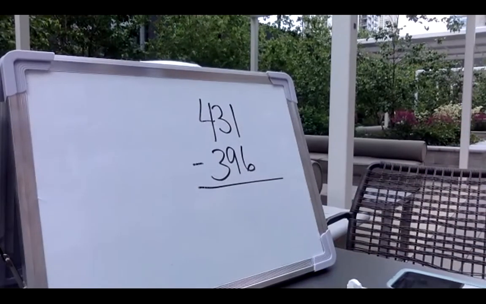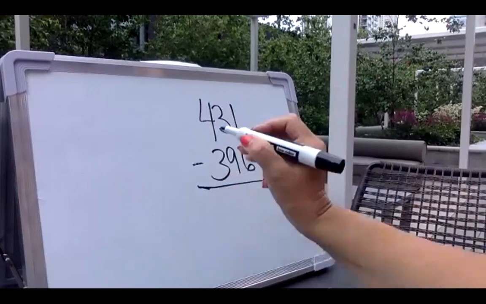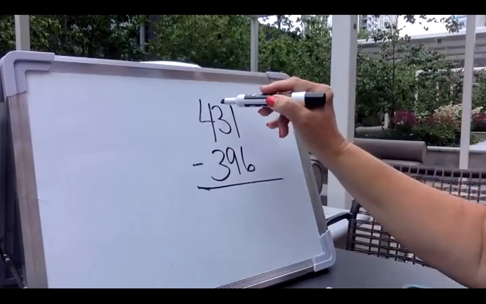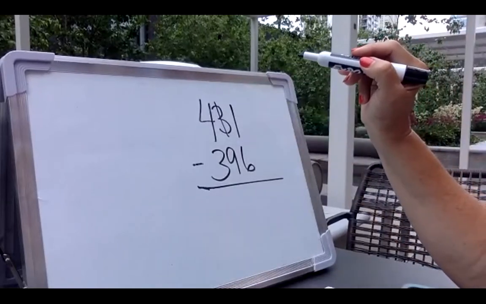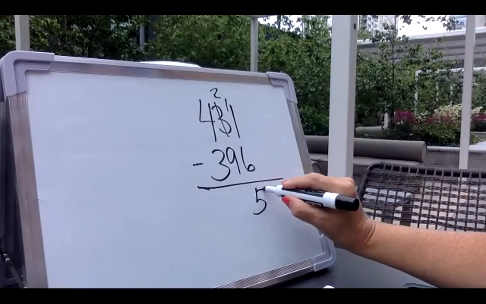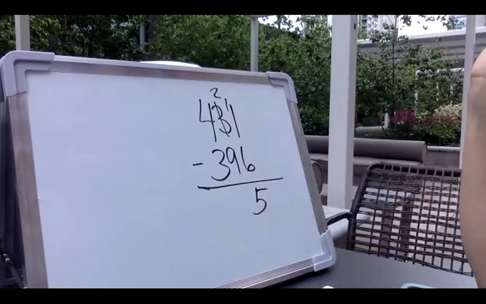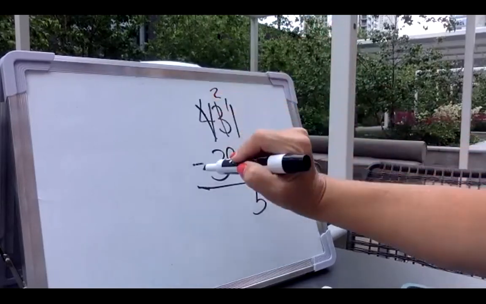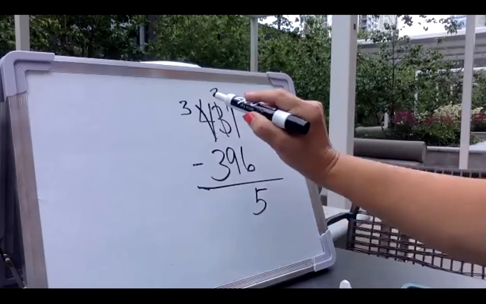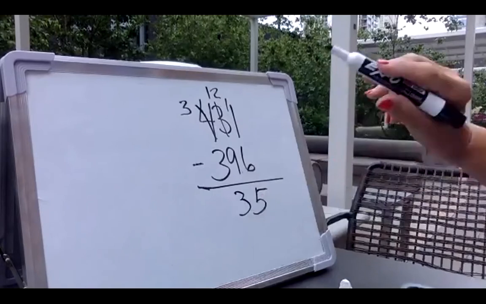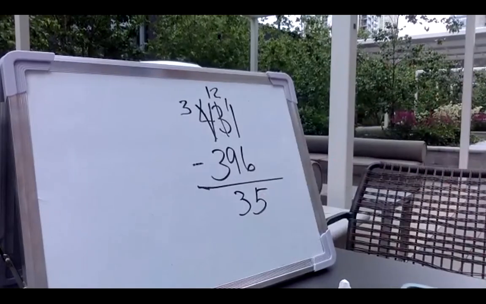Done. Okay. 5. All right. So can I take 6 from 1? No. So I'm going to go over here, and this becomes a what? 2. And I bring it back over. That is 11. What is 11 minus 6? 5. Now, can I subtract 9 from 2? No. So I go next door, and what does the 4 become? Good. And I bring it back over. What is 12 minus 9? 3. Did you get 35? Yes. Cool. All right, one more.